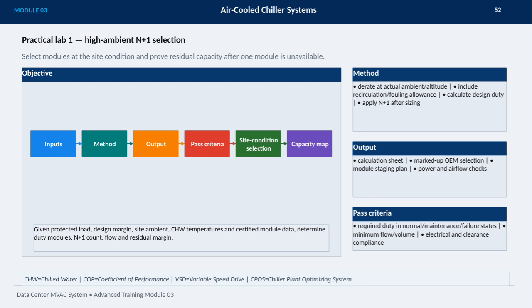The outputs from this process include a detailed calculation sheet, a marked-up OEM selection, a module staging plan, and power and airflow checks. Our pass criteria require that the system meets the necessary duty levels in normal, maintenance, and failure states, maintains minimum flow and volume, and complies with electrical and clearance standards. Understanding these steps is crucial to ensuring a reliable and efficient air-cooled chiller operation in demanding data center environments.